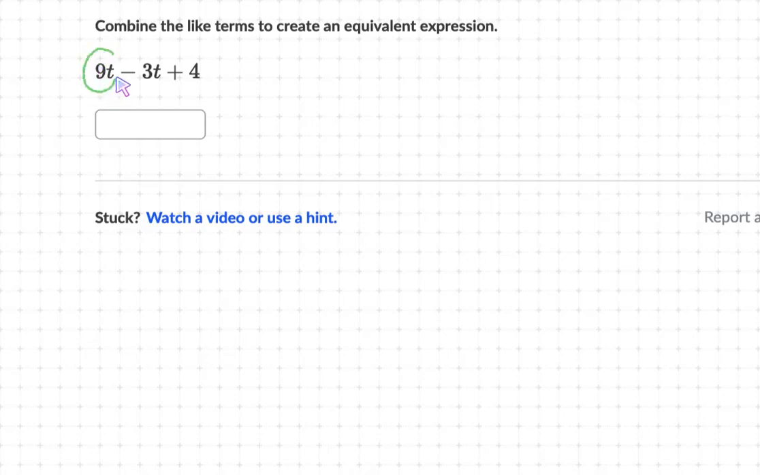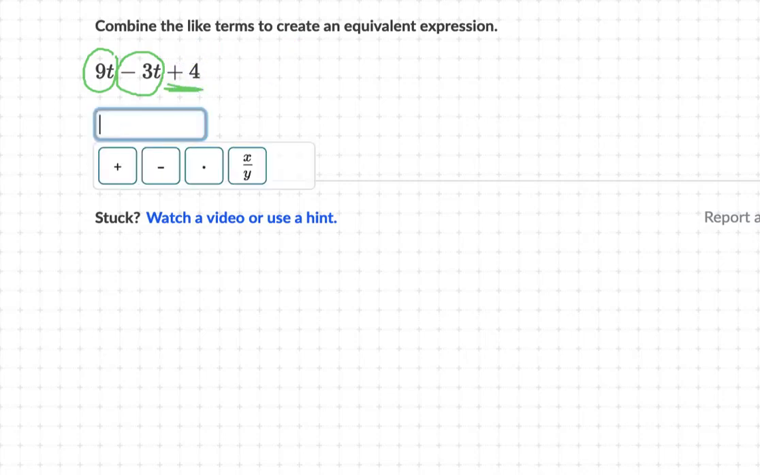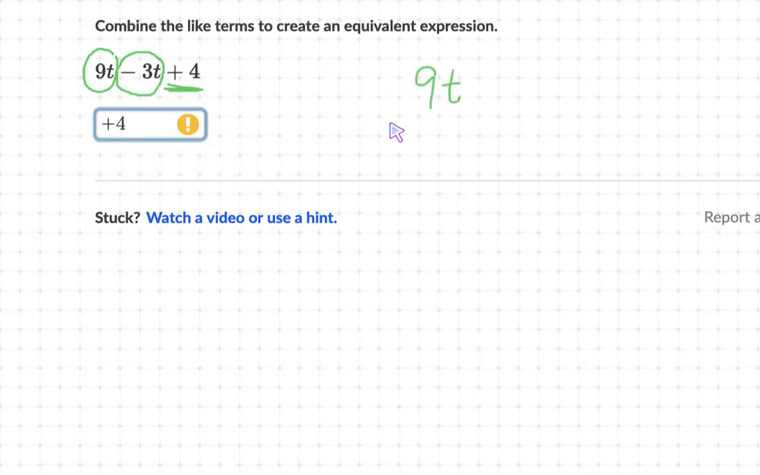All right, so I'm going to go ahead and circle all my like terms. Those are my t's. And then this plus 4 is a constant, so I'm just going to underline it and keep it at the end. There's no other constants, so I know at the end I'm going to have a plus 4, and I just have to combine my 9t and my minus 3t. So this is 9t minus 3t. If it helps, you can always write your math going up and down so that you can see it. 9t minus 3t would be 6t.